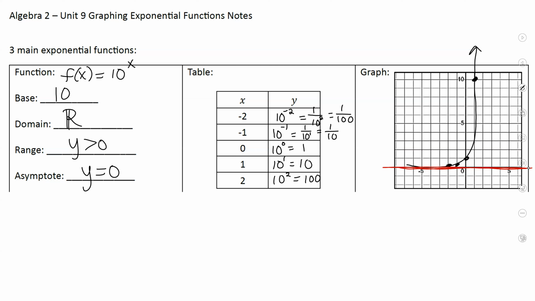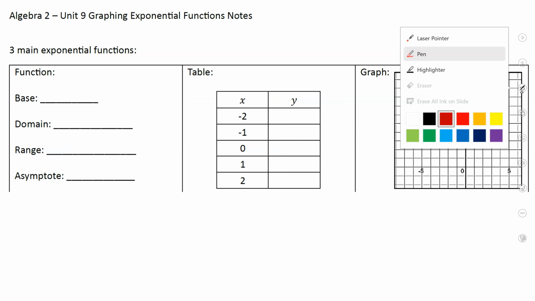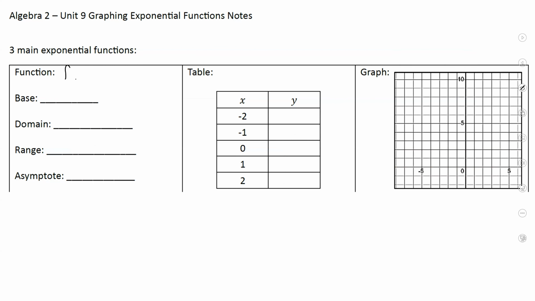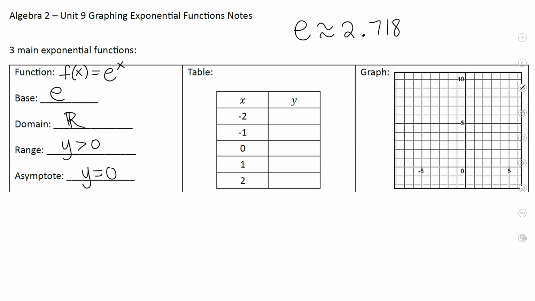Okay, last one. We're going to now do base e. Okay, so now we're going to do e to the power of x. All of this will stay the same. Your domain is the same, your range is the same, your asymptote is the same. All the parent functions have the same attributes. Okay, what you need to know is that e is approximately 2.718.